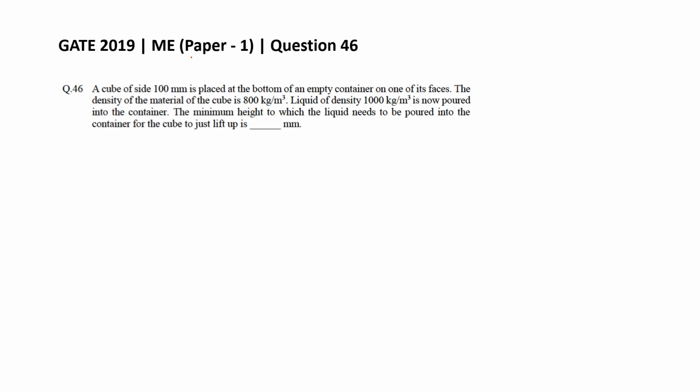So this is from GATE 2019, and this one just says that a cube of side 100 mm is placed at the bottom of an empty container on one of its faces. The density of the material of the cube is 800 kg per meter cube. Liquid of density 1000 kg per meter cube is now poured into the container. The minimum height to which the liquid needs to be poured into the container for the cube to just lift up is.